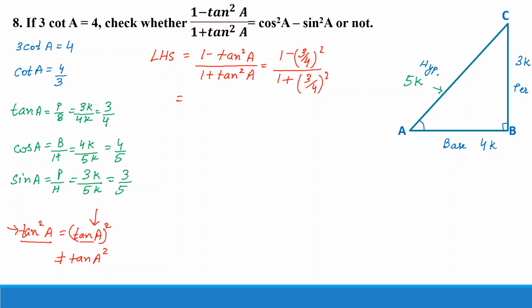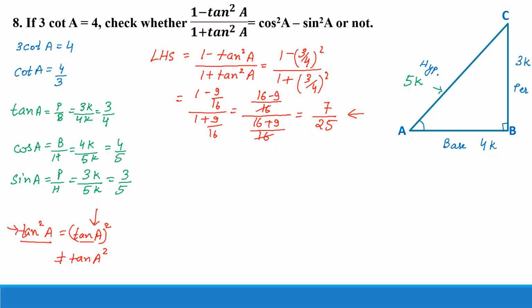Let's try to simplify it further. 1 minus 9 by 16 upon 1 plus 9 by 16. Take LCM. (16 minus 9) by 16 upon (16 plus 9) by 16. This 16 and 16 will cancel. 16 minus 9 will be 7 upon 16 plus 9 is 25. So this is the value of the left hand side when simplified by putting the values.